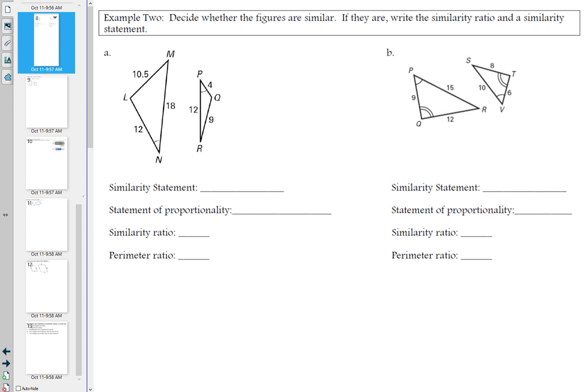All right, so here we go. Let's continue. The first example on the left is from yesterday. They want a similarity statement. Well, we have to first decide if the two figures are similar and then write a similarity statement, a statement of proportionality, a similarity ratio, and a perimeter ratio. Sweet.